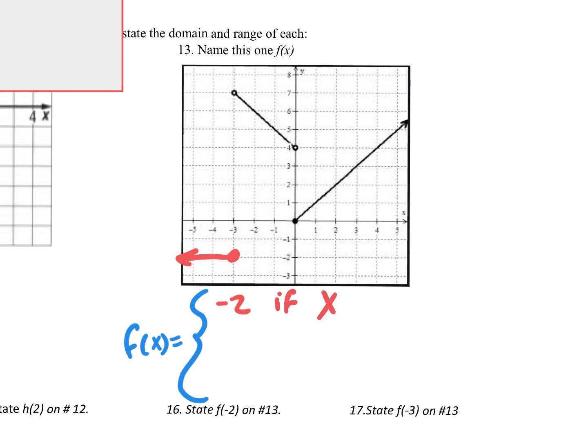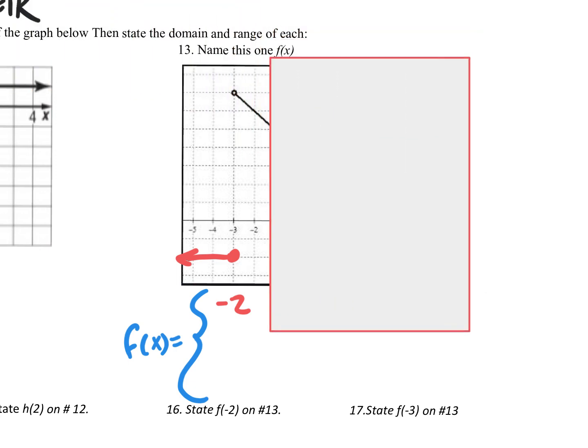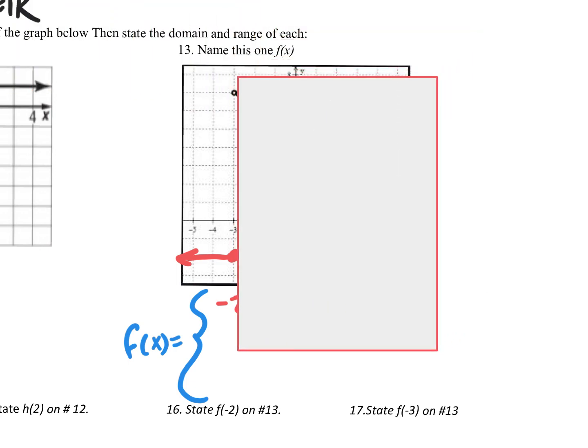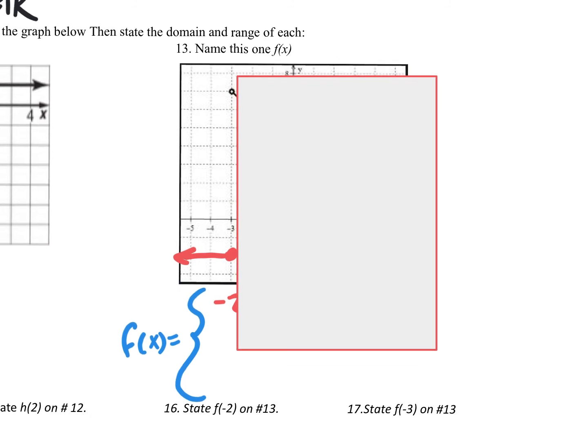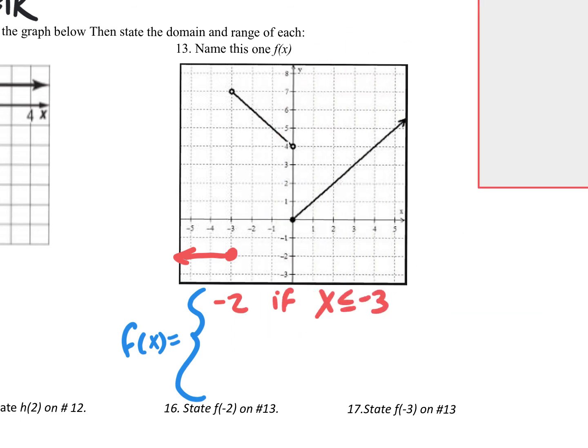If x is what? Less than or equal to negative 3. Now, if you're freaking out, you could use a piece of paper. Be like, where does this line, where's the end point? It's right there. Where's that? It's at the x value of negative 3, going to the left. So x is less than or equal to negative 3. Are you guys with me? Yeah. Okay, let's go for the next one.